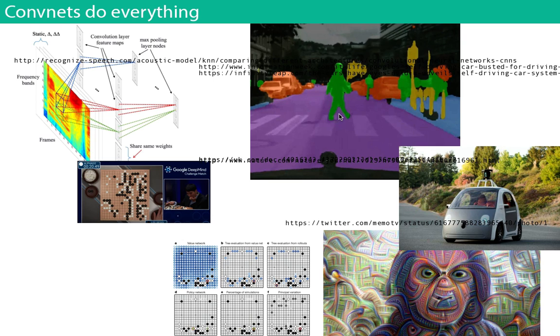Convolutional neural networks are everywhere, and they do everything. This is to try to motivate the discussion of these, because we're going to mostly look at them in the context of images, which is what they're best known for.